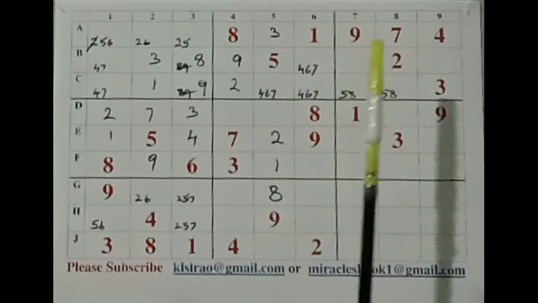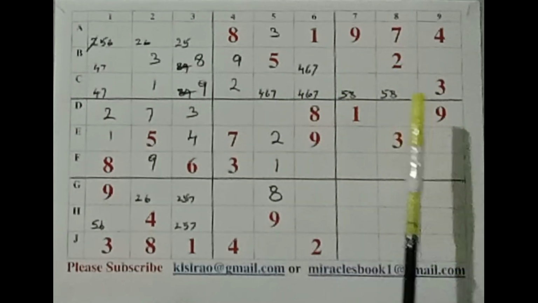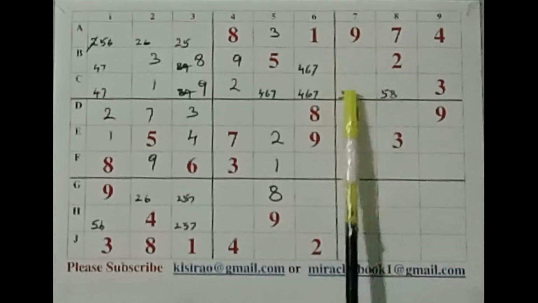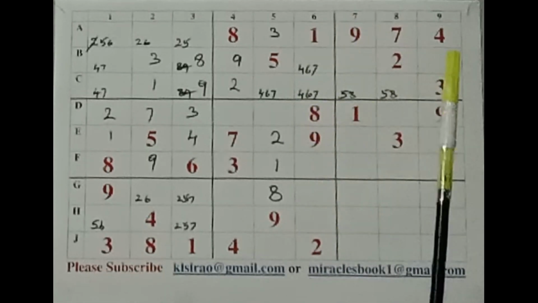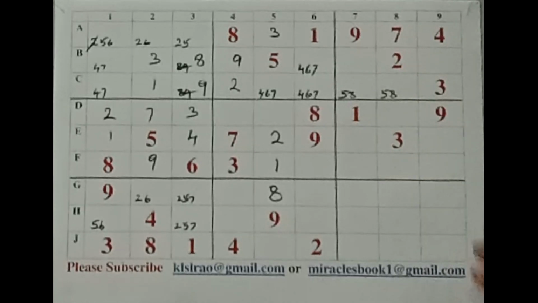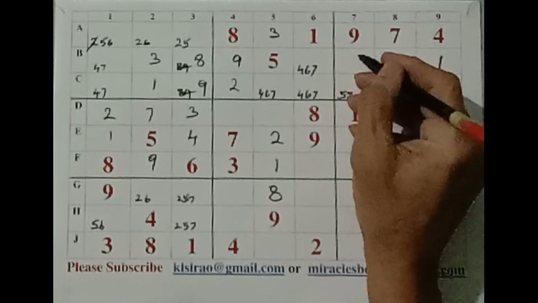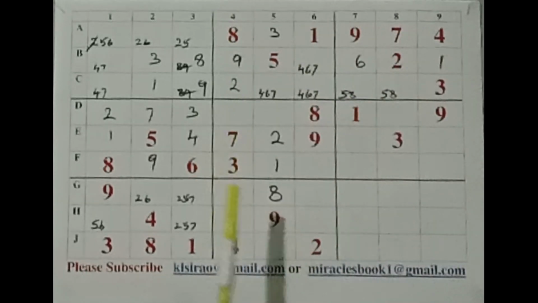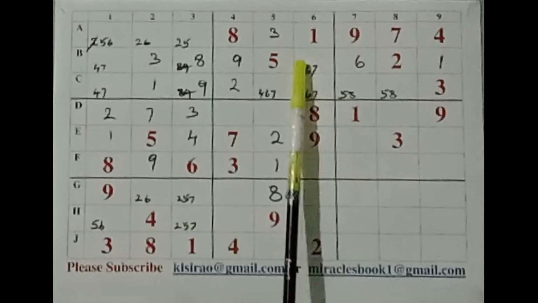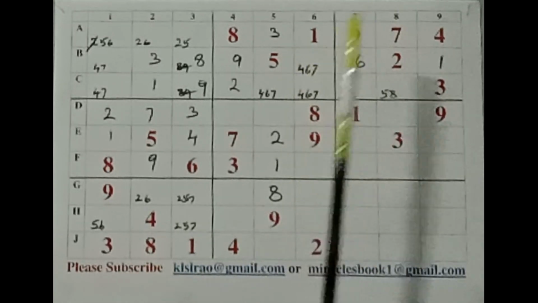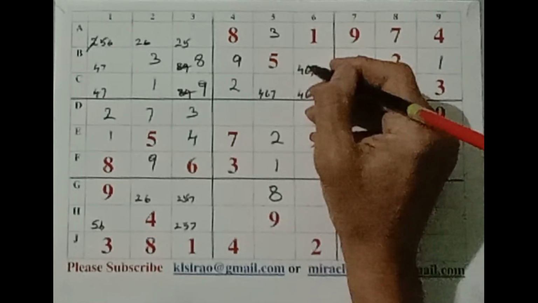In this box, we require 1 and 5. No, sorry, 1 and 6. 1 here, and I write out 1 here. And this place is clearly for number 6. Okay, that place is for number 6. That means this 6 can be deleted now from this set of 3 numbers.